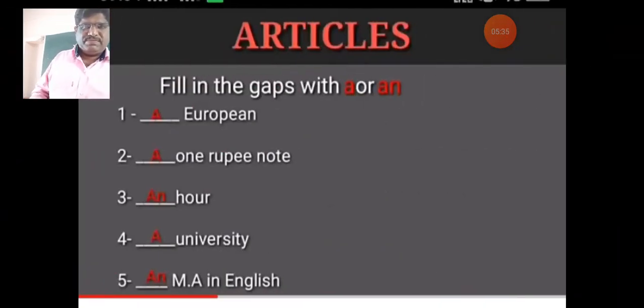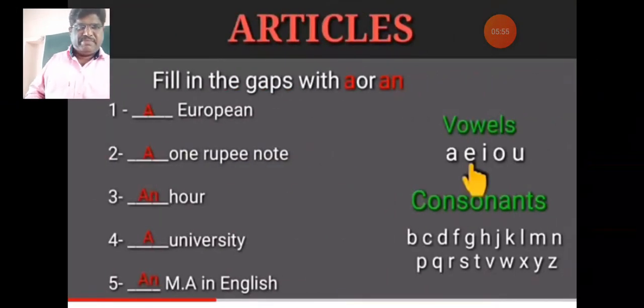Some examples: fill in the gap with the indefinite article, a or an. A European, a one rupee note, an hour, a university, an MA in English. What does it mean? A European: though the word European begins with E, a vowel, we use a there. Why is a used there? It has a reason.